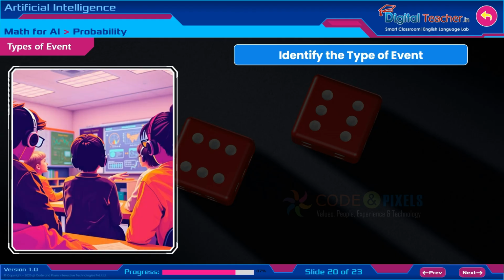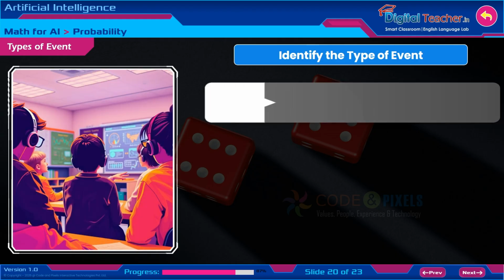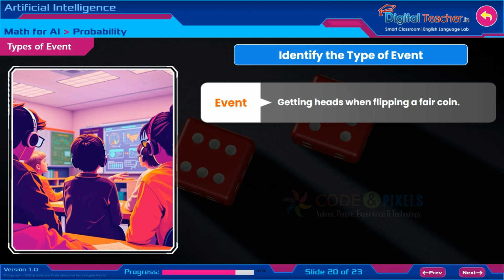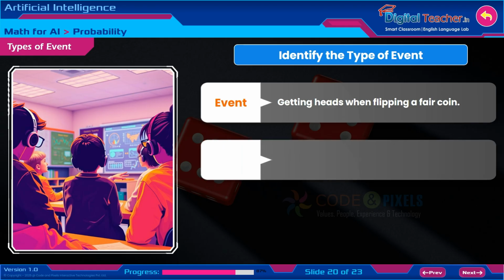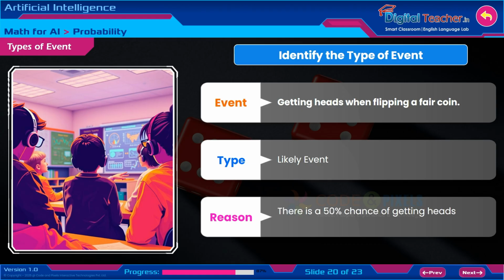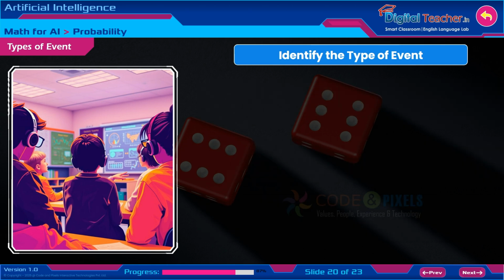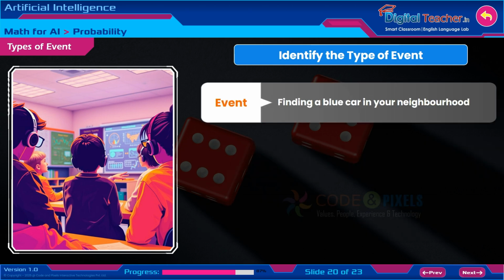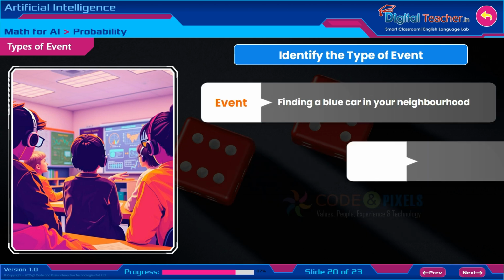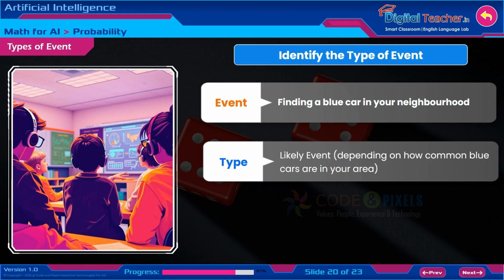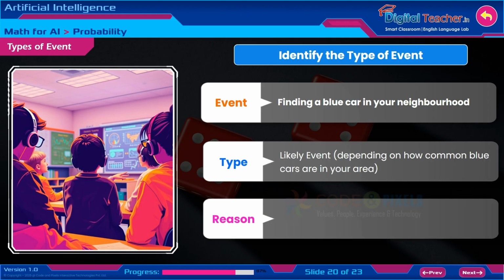Exercise. Identify the type of event. Getting heads when flipping a fair coin. Type. Likely event. Reason. There is a 50% chance of getting heads because the coin has two equal sides. Finding a blue car in your neighborhood. Type. Likely event. Reason. If blue cars are common, the chance is high but not certain.